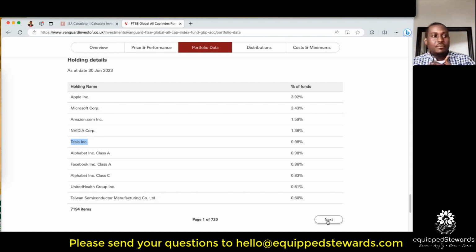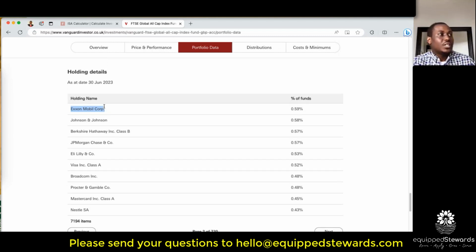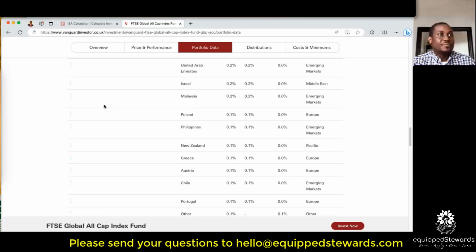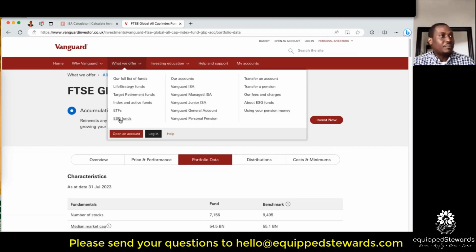Now there are more pages, more companies. So for example, this is investing in ExxonMobil. For some people, they might say, oh, I don't want to invest in fossil fuel because they are not good for the environment. Whatever your decision is, it also impacts the type of funds that you invest in. So for someone that says they don't want to invest in fossil fuel, for example, they can look at investing in the ESG fund options.